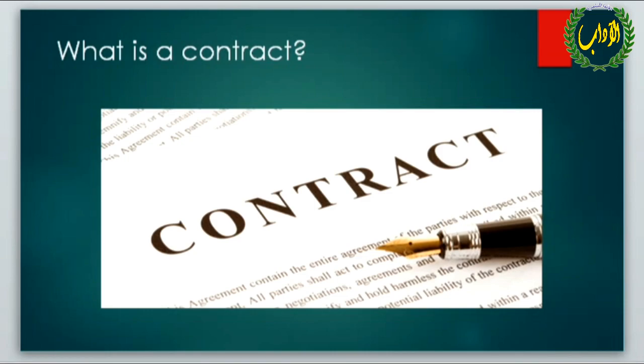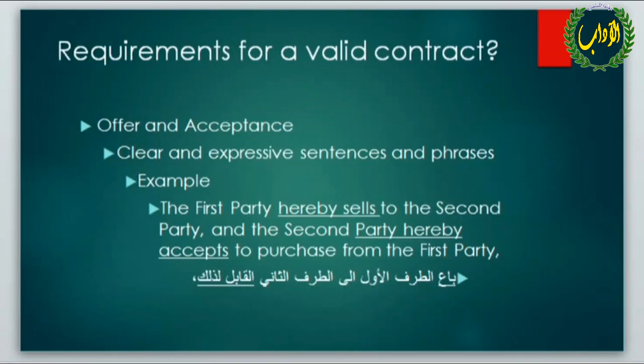Now let's talk about the requirements for a valid contract. The first requirement is offer and acceptance. One party must make an offer by clearly communicating their intent to be bound in a contract. Likewise, the other party must render their acceptance in unambiguous terms. So it should be clear and expressive sentences or phrases.